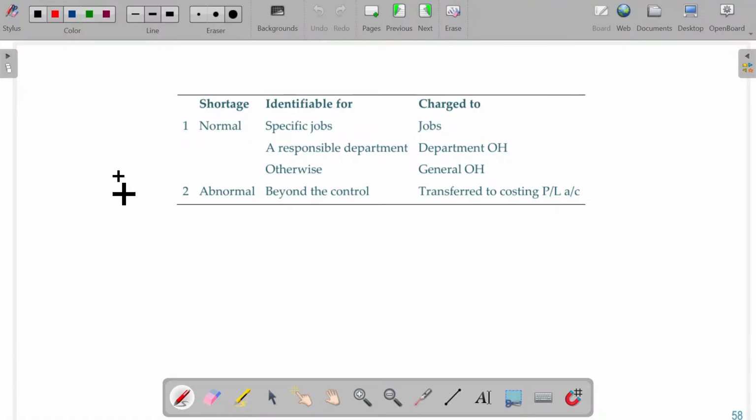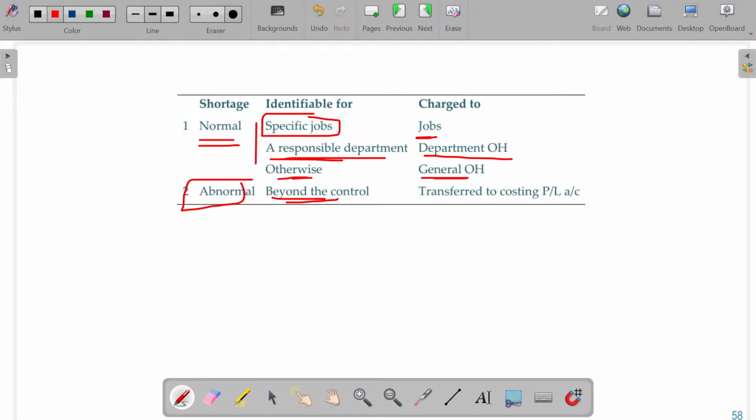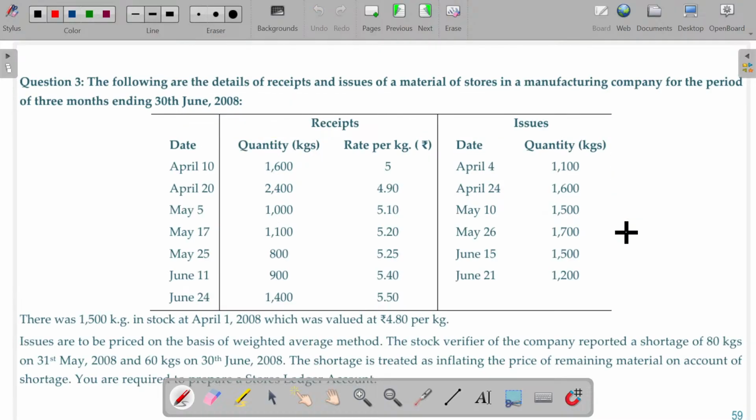See how the shortage is recorded. In case of normal shortage, if you identify that it is for a specific job, it will be charged to the job's value, and you recover this from the customer, or if it is the responsibility of a certain department like production, factory, or admin, it is charged to that department. Otherwise it may be general overhead. But in case of abnormal shortage, beyond control, you cannot recover it from the customer, so it is transferred to the costing profit and loss. These types of questions are very often expected, and you need to know the logic of this for solving this illustration.